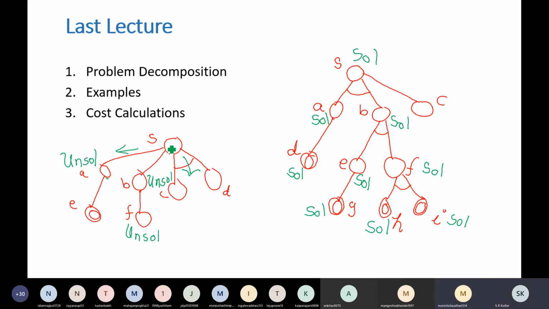No, right? Because there is an alternate path through C and D. Still you can reach the goal. So do not label S as unsolvable.